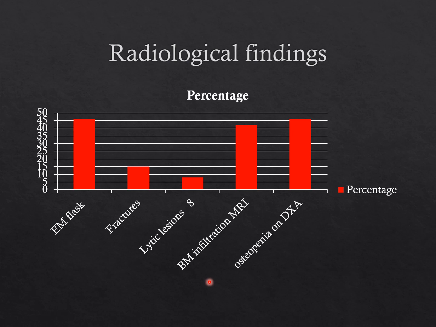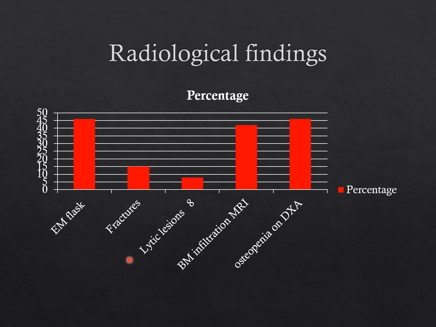While 40% of the patients have had bone marrow infiltration, which is generally picked up on MRI scan, the other issues, which include fractures and fragility issues, are seen in 15% of the patients. The least common skeletal manifestation is lytic lesions, which are more or less seen in malignant changes in the bone.